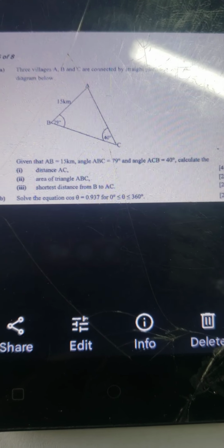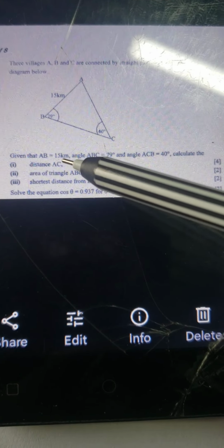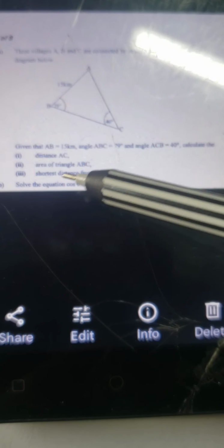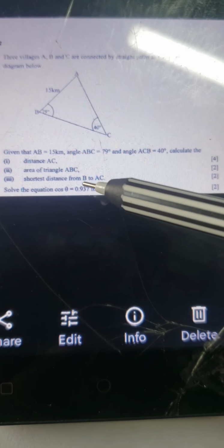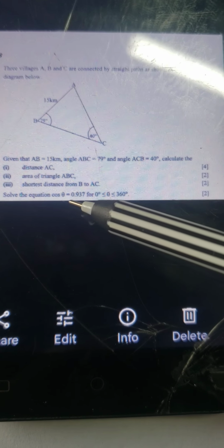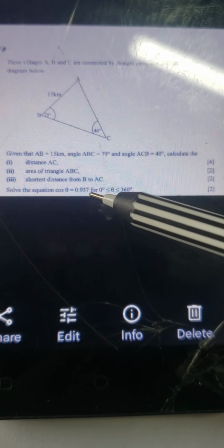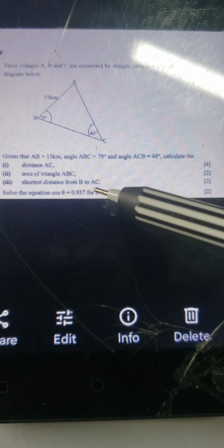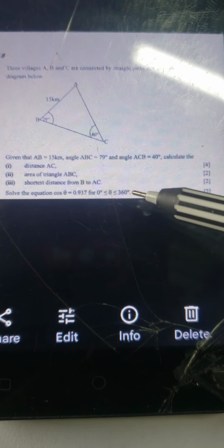So in our previous videos, we managed to solve the distance AC, the area of triangle ABC, and the shortest distance from B to AC. Now we are going to solve the equation cos theta is equal to 0.937 for theta greater or equal to 0, but less or equal to 360. Let's do that.